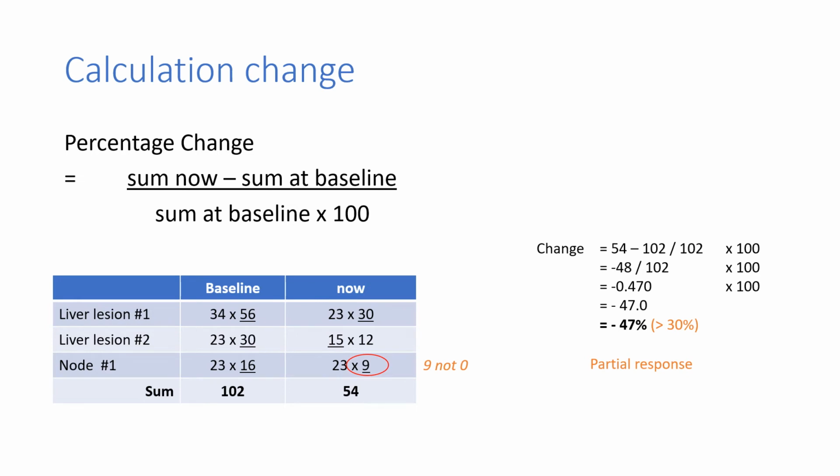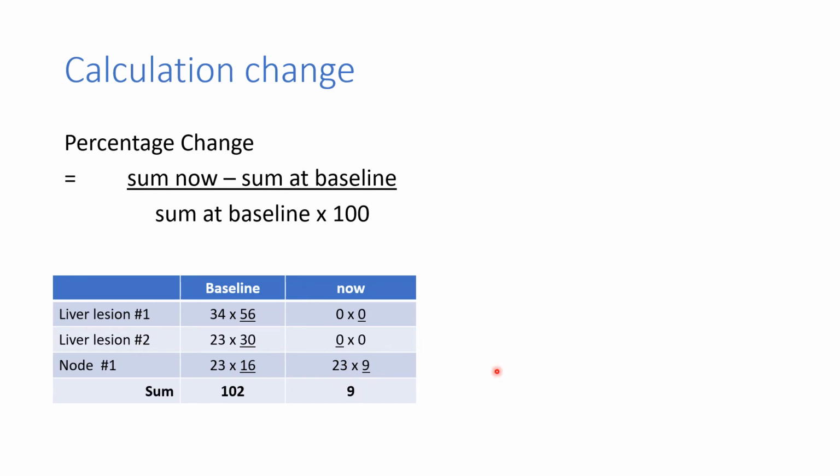Here we have a change where the lymph node reduces in size to 9. You record it as a 9, don't record it as a 0, even though that's the smallest diameter. It's still a partial response. Here, the other lesions have disappeared. The liver lesions have disappeared completely, and the smallest lesion is 9. The lymph node is 9, the smallest diameter. You still record it as 9, but you can record it as a complete response.